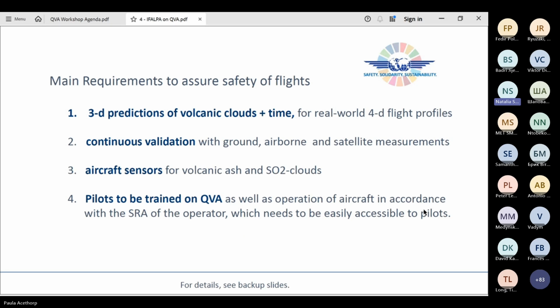The requirements. Okay, we want 3D predictions of volcanic clouds, plus time, of course, continuous validation. I know that's not so possible over the oceans and remote areas, but we want validation. Aircraft sensors for the clouds, and pilots to be trained on QVA and all other forms of volcanic ash.